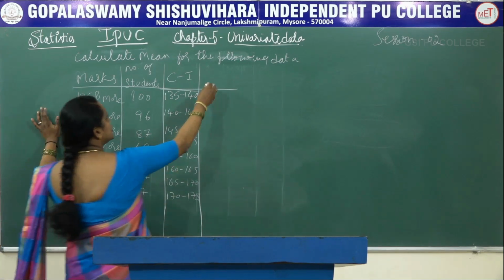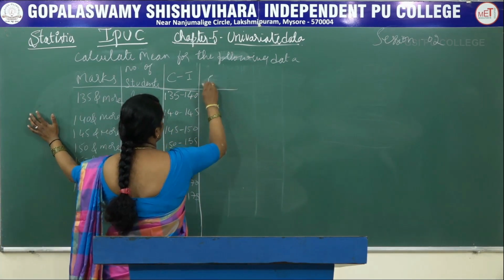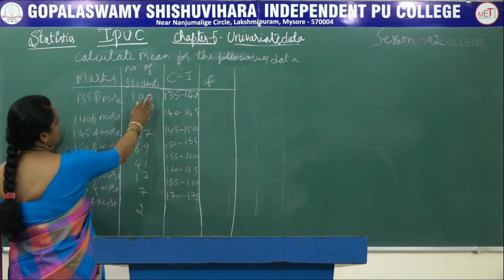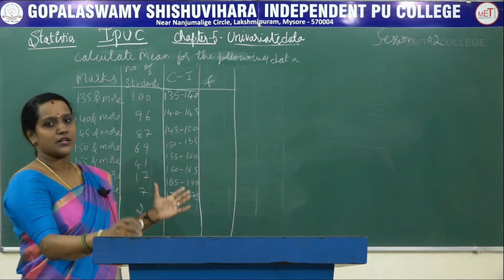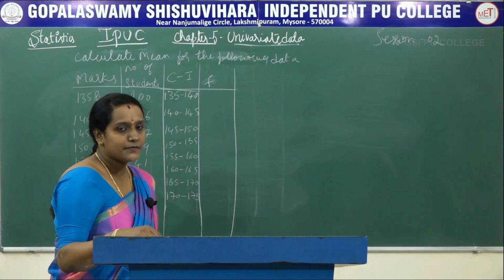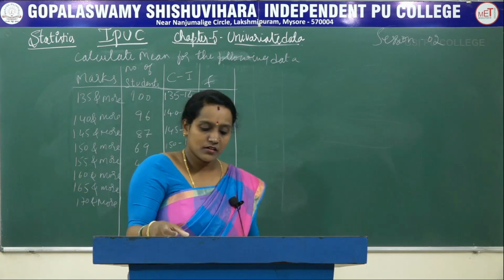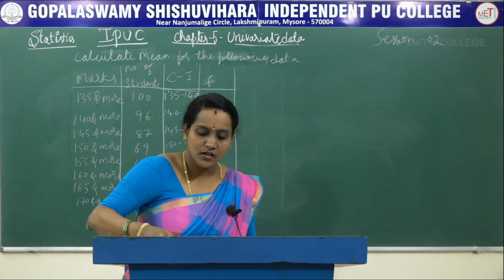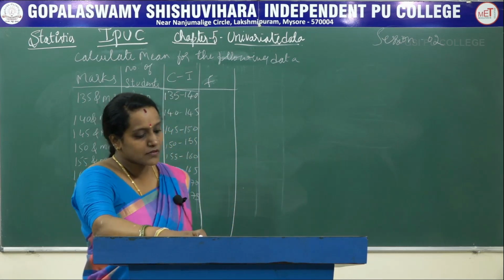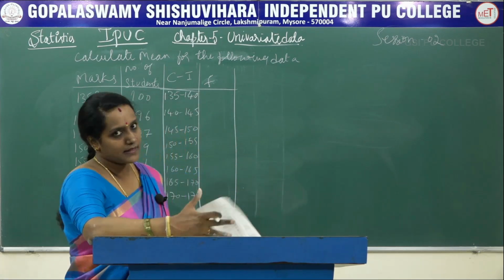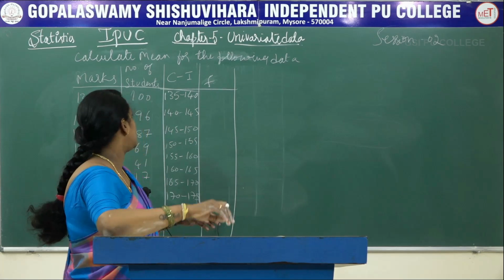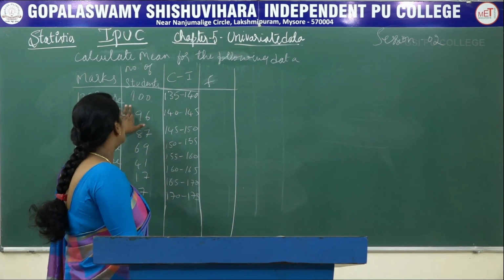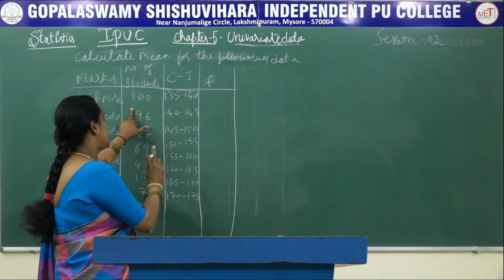Next step is to find the frequency. Since the number of students or frequency is given as MCF, that is, they will mention only the lower limits, not the upper limit. MCF. Now we have to calculate the frequencies f.